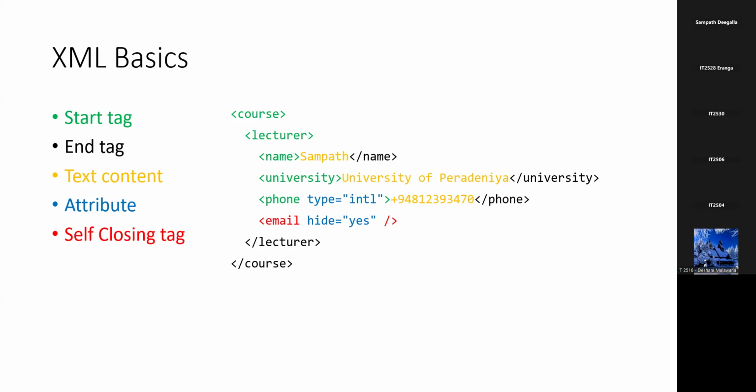Sometimes you don't have both open and closed tags. We normally call it a self-closing tag. For example, email, you don't have anything here, right? And we have an attribute called hide. We say yes, right? So these are the kind of properties that we will notice when we are creating XML documents.